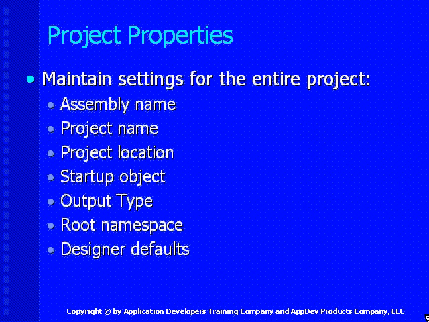When you create a project, there are some settings you can set for the whole project. Its assembly name, the name of the project itself, its location, where is it stored, its startup object. Some of these are similar to settings for projects that we've seen in Visual Studio 6 and before. Also an output type, a root namespace, and some designer defaults.